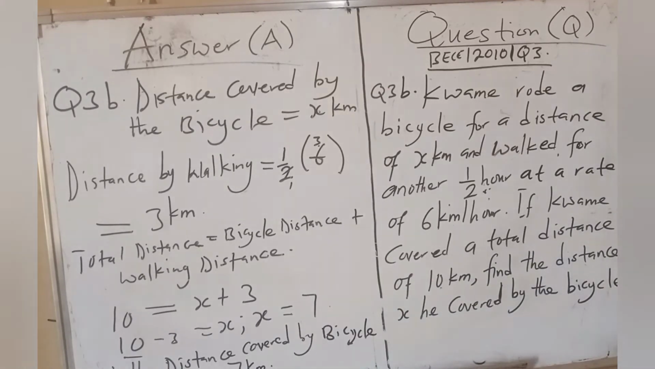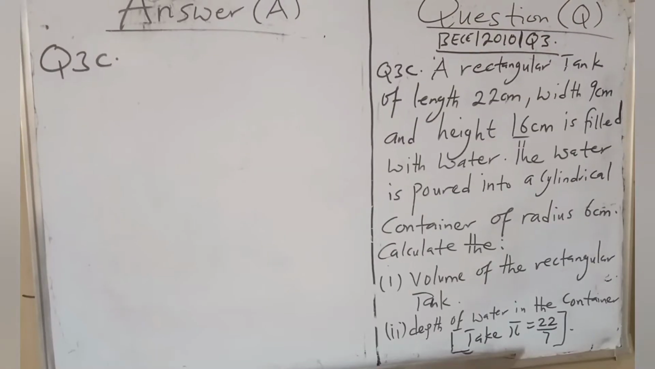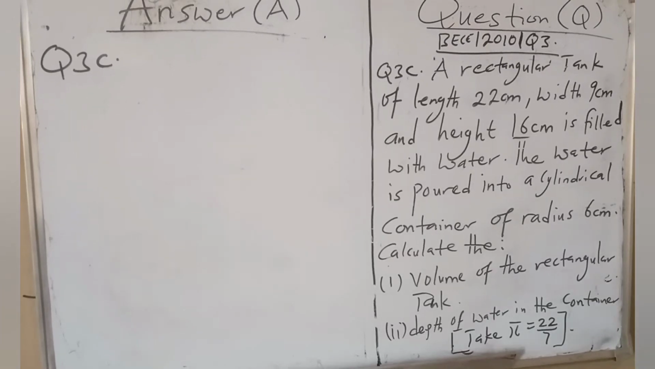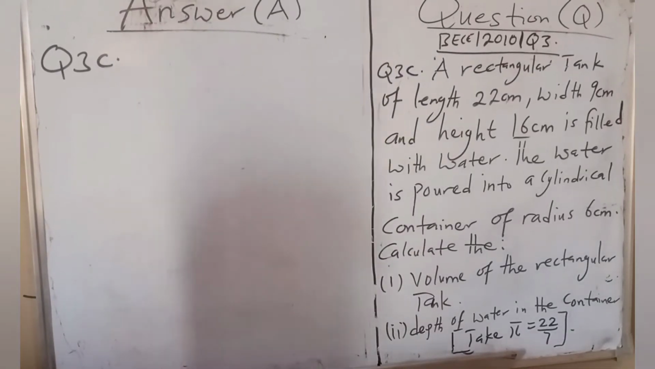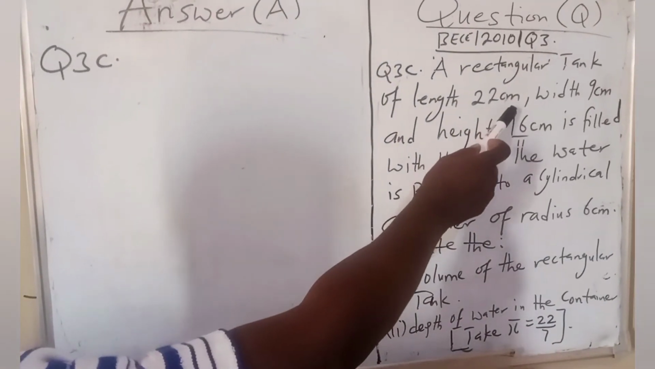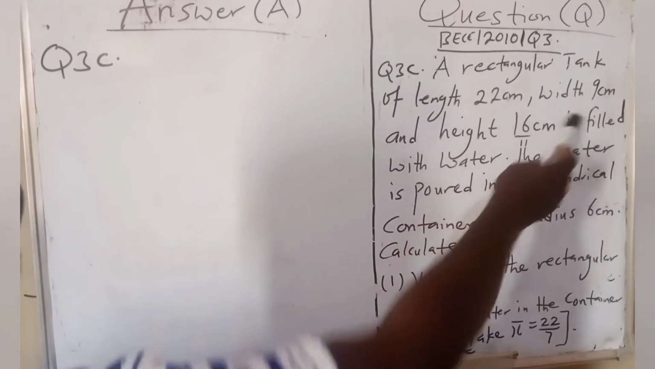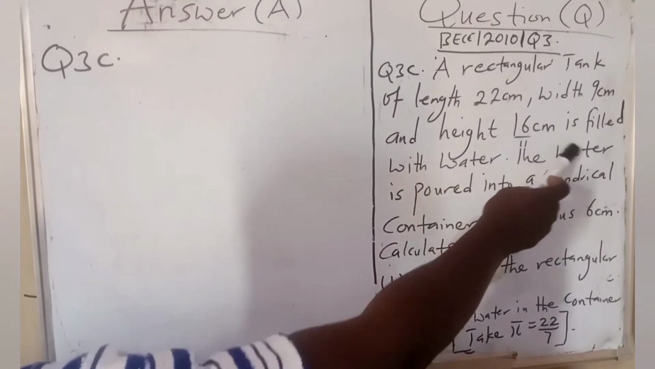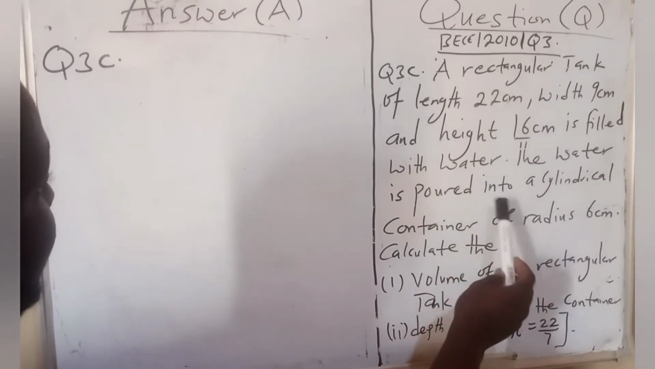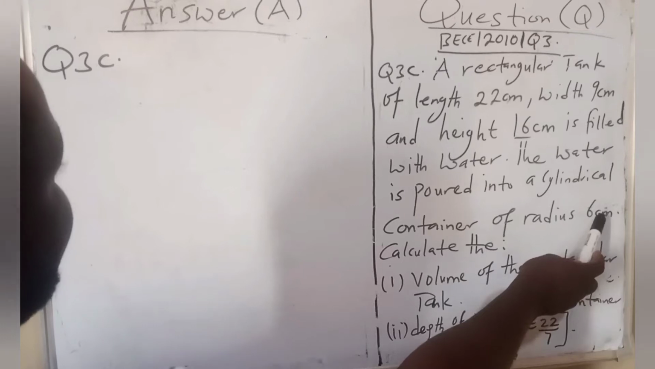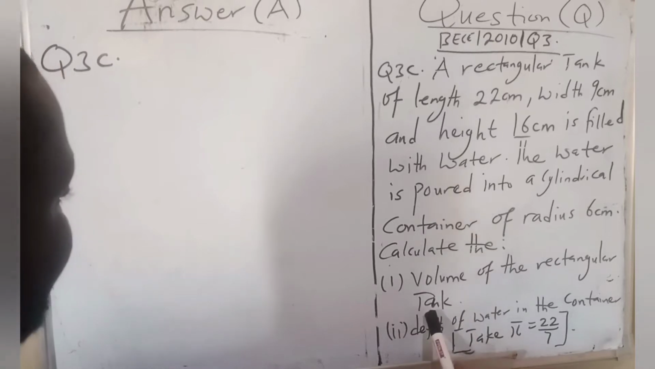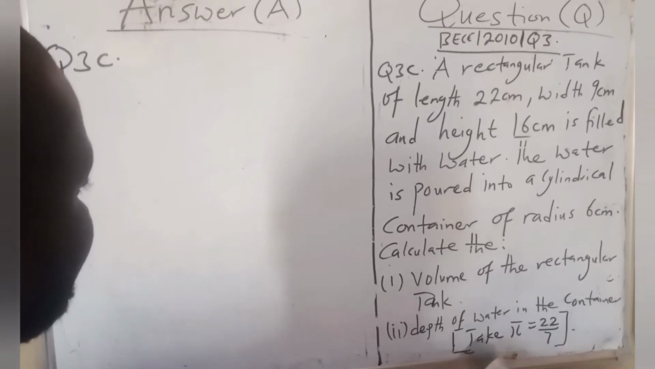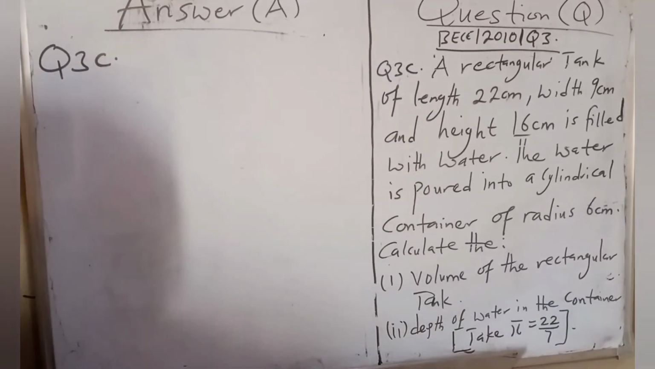Now let's look at the last part of question 3. Now question 3c. In question 3c, the question is as follows. A rectangular tank of length 22 centimeters, width 9 centimeters, and height 16 centimeters is filled with water. The water is poured into a cylindrical container of radius 6 centimeters. Calculate the I volume of the rectangular tank, II depth of water in the container. Take pi equal to 22/7.